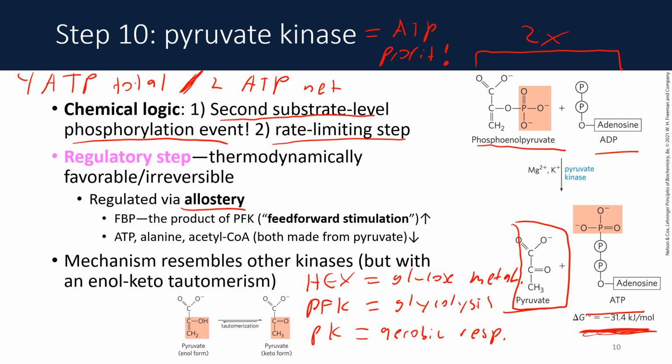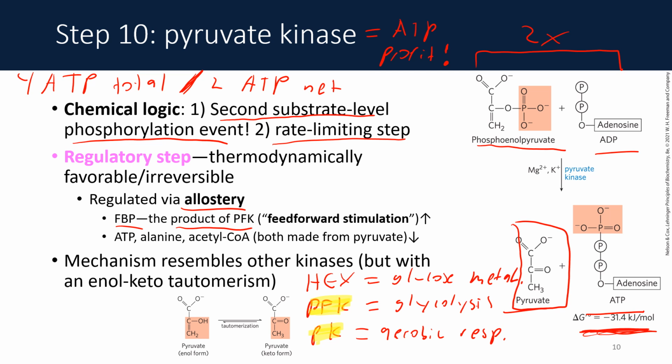Let's review the allosteric activators and the allosteric inhibitors. For the activators, we have FBP, fructose bisphosphate. This may sound familiar because it's actually the product of step 3, PFK, our second gatekeeper. Now, why is this interesting? Well, what we're effectively achieving here is communication between gatekeeper number 2 and gatekeeper number 3.